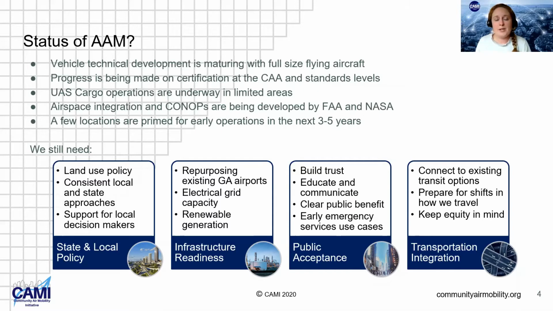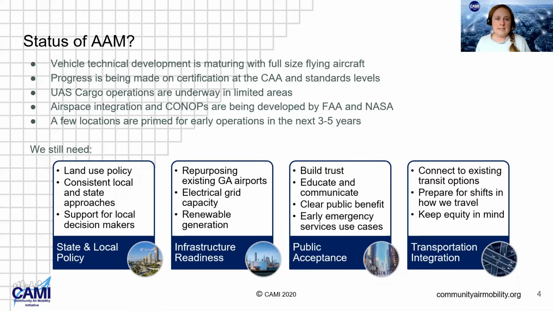There's already cargo operations happening with unmanned aircraft that in many ways can serve as a conceptual template for some of the later stage UAM operations. We've seen some really serious ConOps being put forward by FAA and NASA. They may need work, but they're a fantastic place to start. And we're also seeing a few locations that are really primed for early operations in the next 3 to 5 years. So cities that are really ready to enter that crawl phase of deployment.